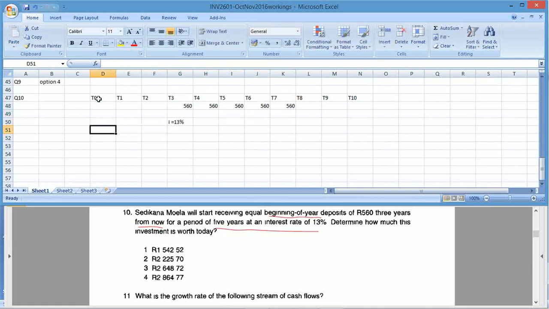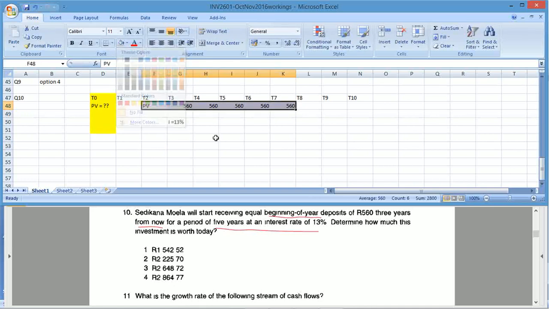Determine how much is investment worth today. Okay, so in other words, what do they want you to do? Work out the present value here. Right, so you've got a future annuity that you need to discount back in time. Right, so I need to work out what the present value is here and then take it back to T0. So first things first is to get the annuity. So I'm going to use a normal annuity and I'm going to work out the PV here for this annuity at time 2. Either way you're going to get the same answer.